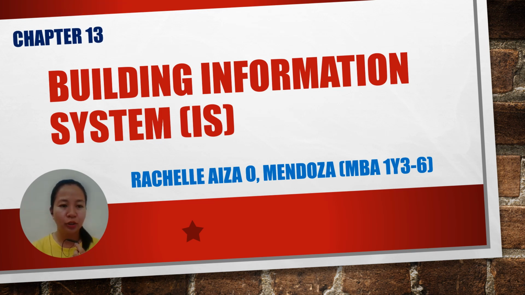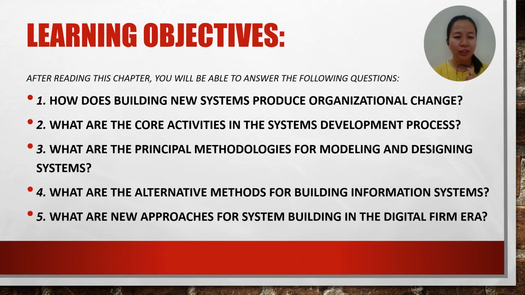I'll be discussing Chapter 13, Building Information Systems. After this chapter, you will be able to answer the following questions. How does building new systems produce organizational change? What are the core activities in the systems development process? What are the principal methodologies for modeling and redesigning systems? What are the alternative methods for building information systems? What are the new approaches for system building in the digital firm era?